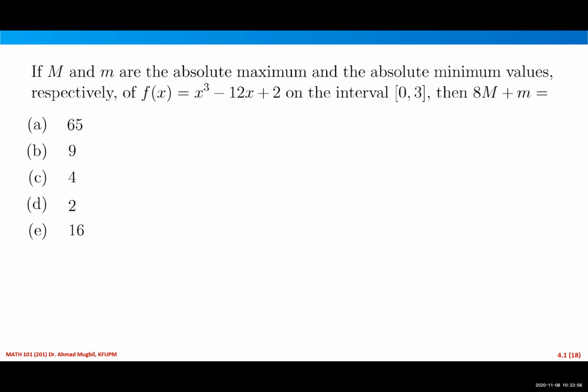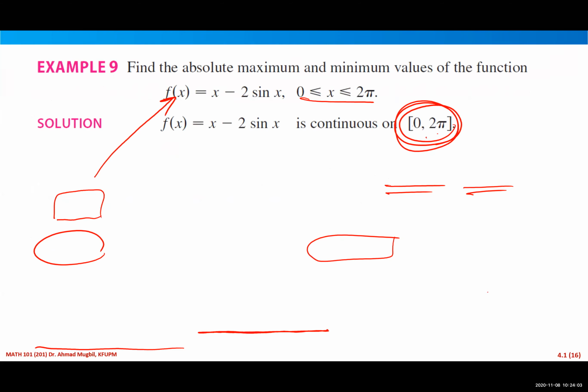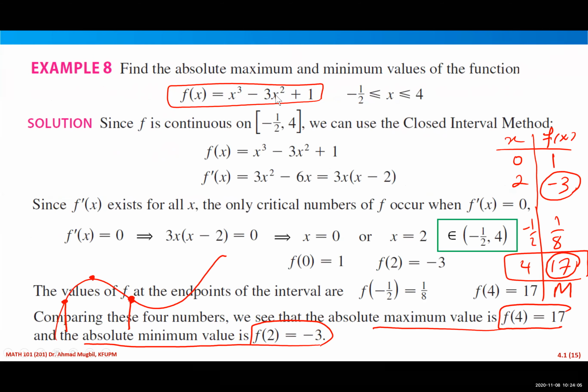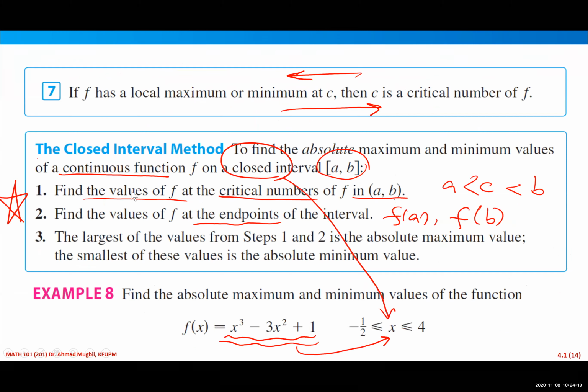Please take a paper and pen and practice. If you forgot, you just need to do as we did in these two examples. It is similar to this one. Check if it is continuous over the closed interval or not, find the derivative, find the critical numbers, find the endpoints, and so on. Then you will apply the closed interval method. You will find the values at the critical numbers and at the endpoints, compare them, take the largest to be the absolute maximum, and take the smallest to be the absolute minimum.